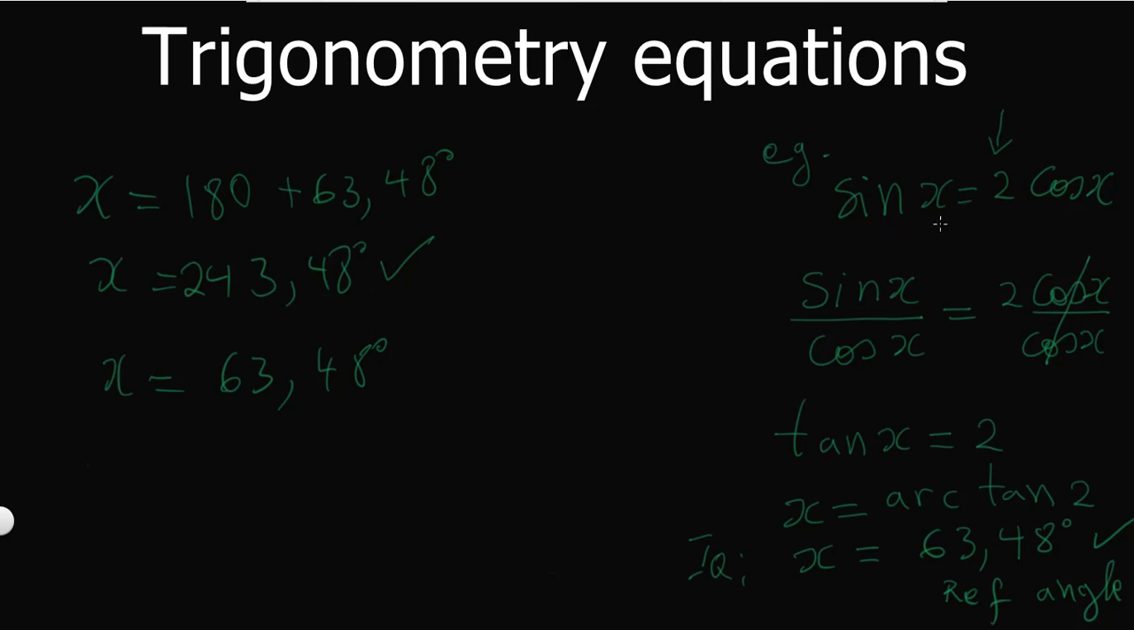So if you want to try, take your calculator. If you put a sine of 63,48 here, and on this side you put 63,48, the answers will be equal. If you also use 243,48 over here, and 243,48 here, the answer will be the same.